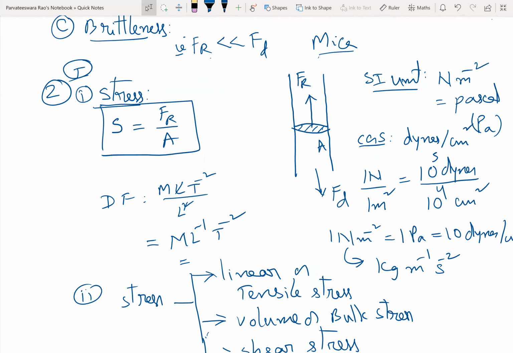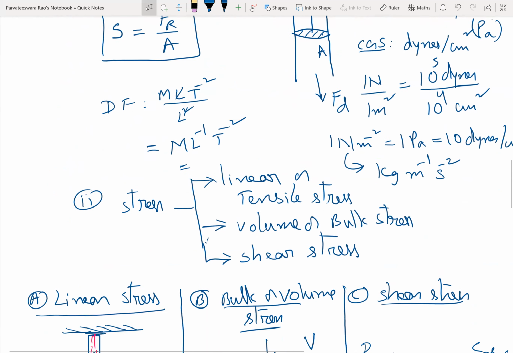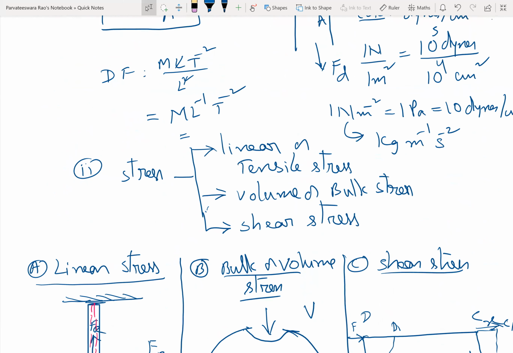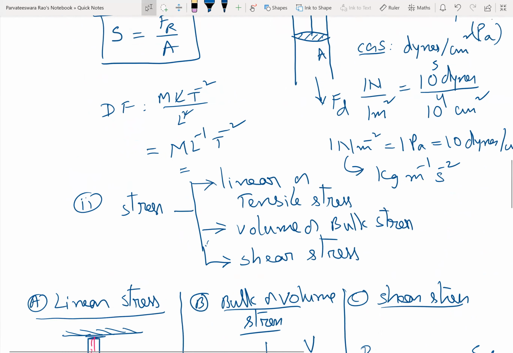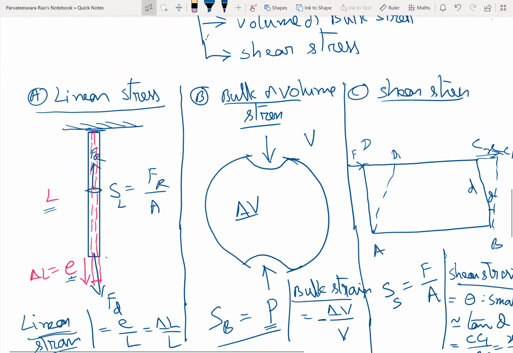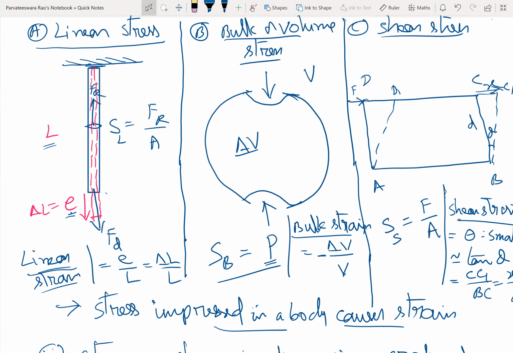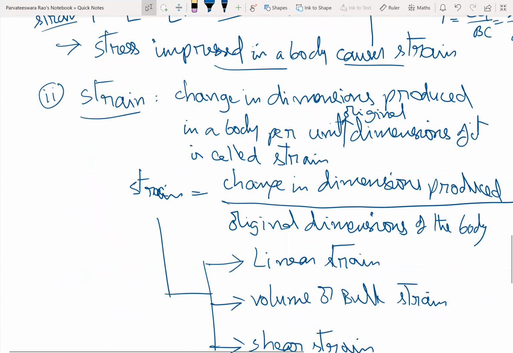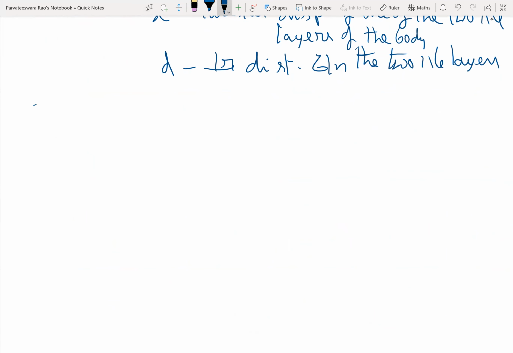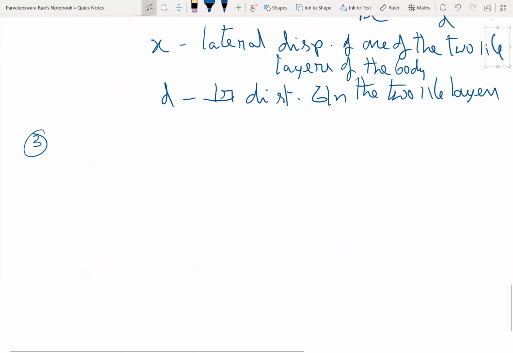Then we introduced the concept of stress, restoring force per unit cross-sectional area of the body. Then we categorized the stress into linear or tensile stress, volume or bulk stress, shear stress. We wrote the units and even the dimensional formula. And we studied the different types of stresses. Today we have studied the different types of strains: linear stress, linear strain, bulk stress, bulk strain, shear stress, shear strain. This is what we did so far. Now, the very important one, Hooke's law.